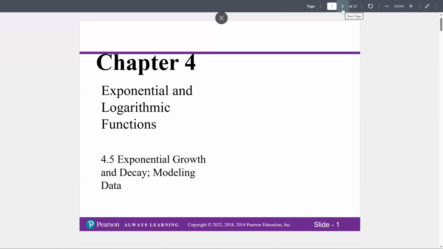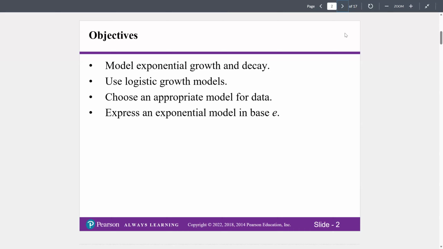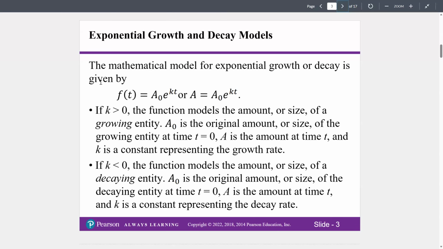So moving on to our application problems, we're going to look at applications of exponential growth and decay. We're going to have a function in terms of t, and t is usually going to be time for us because we're talking about growth and decay. So f of t equals a sub 0 e to the kt, or as we're probably going to write it most of the time, A equals A sub 0 e to the kt.